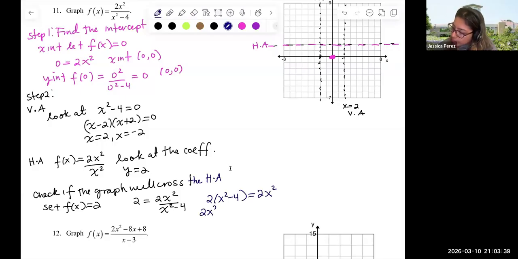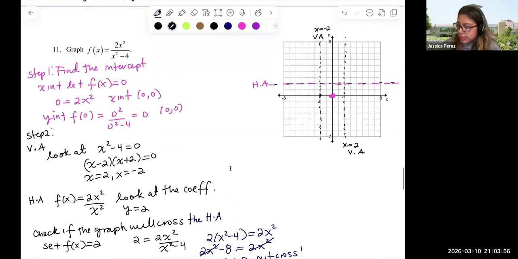We'll have 2x squared minus 8 is equal to 2x squared. Your 2x squareds will cancel. Negative 8 does not equal 0. So then it will not cross the horizontal asymptote. The next part we want to check is symmetry.